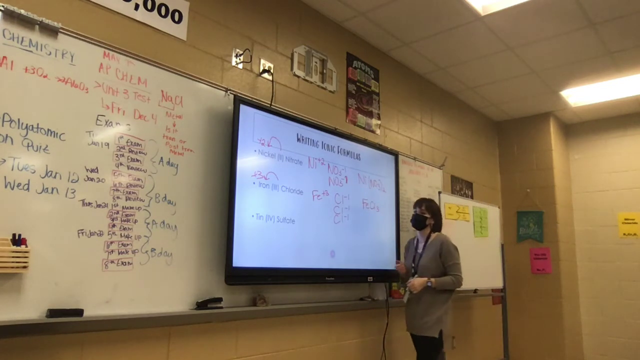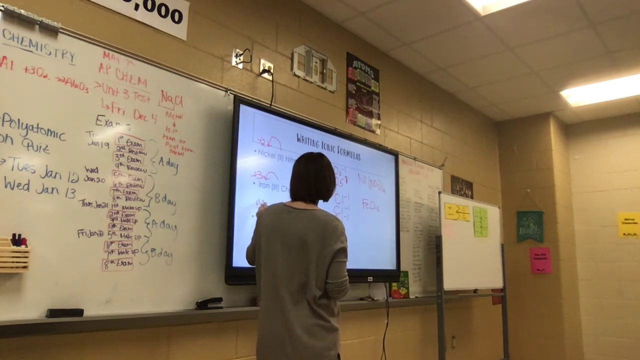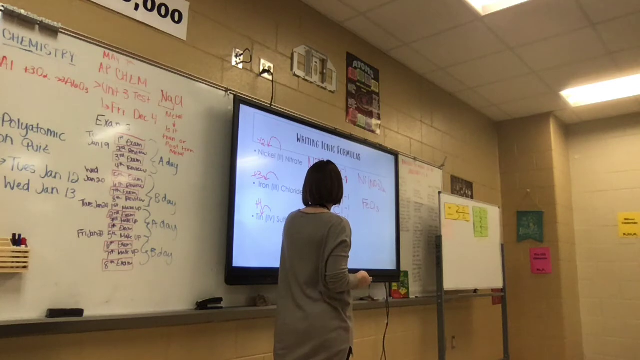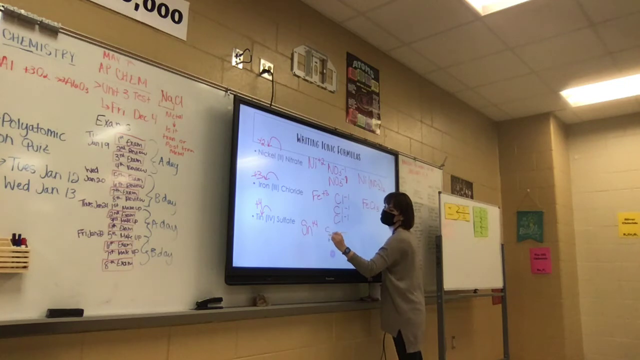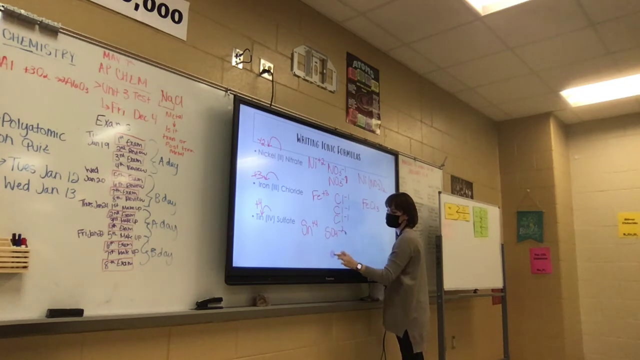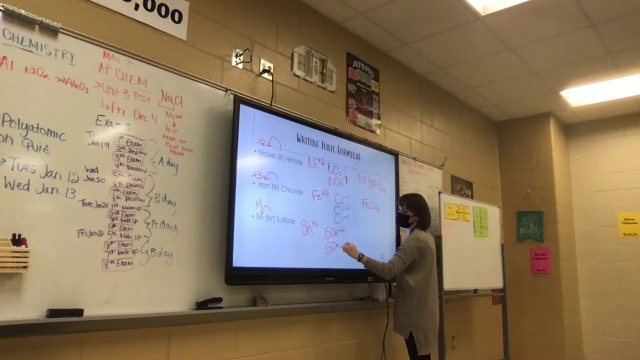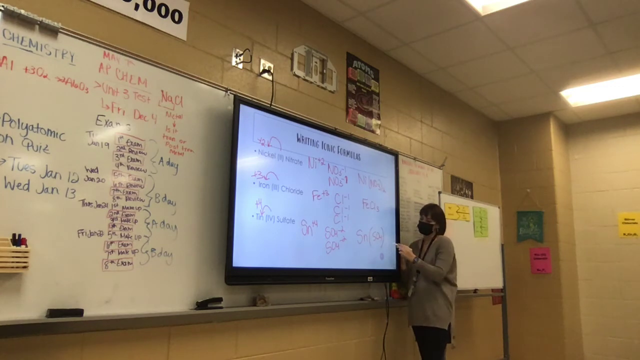Now, the last one, tin 4 sulfate. The 4 means that the tin has a positive 4 charge. Tin is Sn. Sn, positive 4. Now, sulfate is SO4, negative 2. So what do I need to add here? 1 more of the sulfate, right? So that's negative 2 plus negative 2 gives me negative 4, balanced out with a positive 4. Sn(SO4)2. And in this case, I do put it in parentheses, right? Because I have 2 of them.